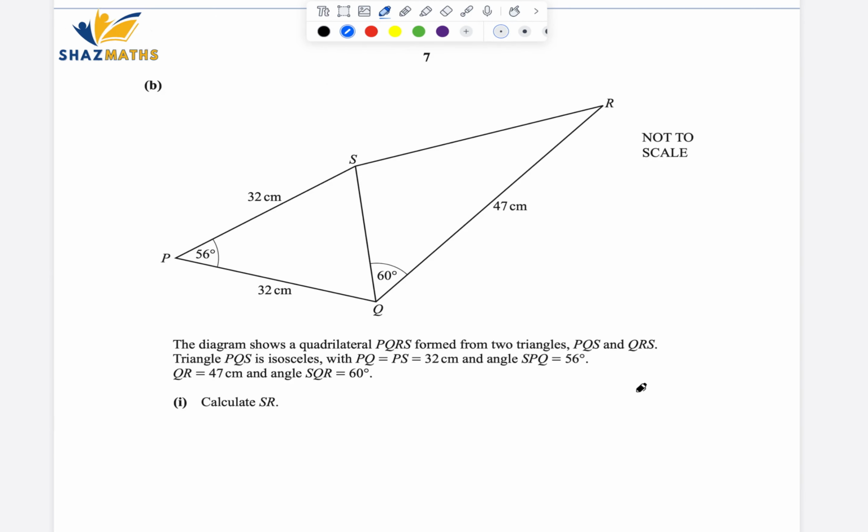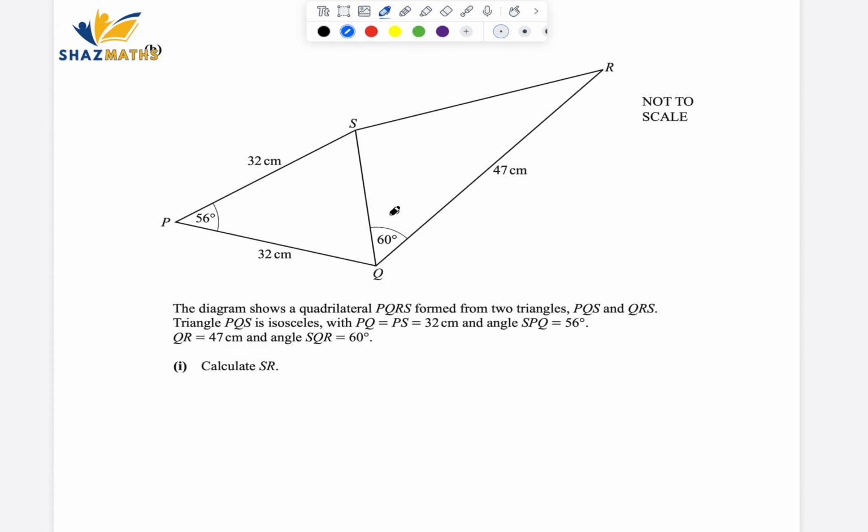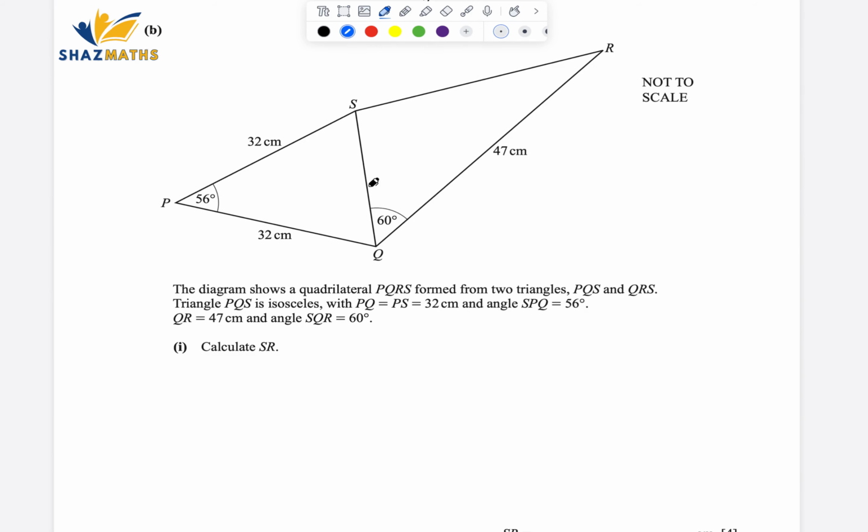Okay, let's move ahead. Part B, again there is some figure. I can see 2 triangles, so that is probably related to trigonometry again. Let's see. Diagram shows a quadrilateral PQRS formed from 2 triangles, PQS and QRS. Triangle PQS is isosceles with PQ equals PS. We can see that. And angle SPQ is equal to 56 degrees. QR is 47, marked. Angle SQR is 60 degrees, marked. Calculate SR. So we have to find out this side.